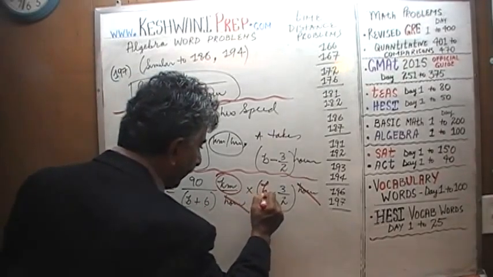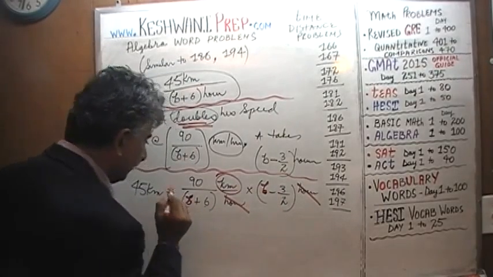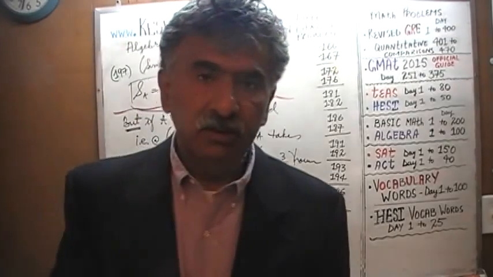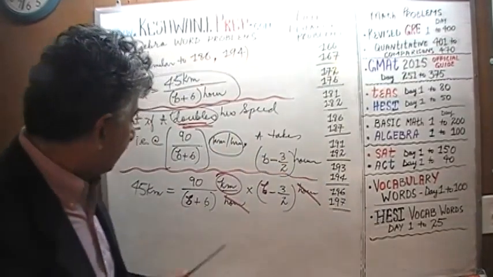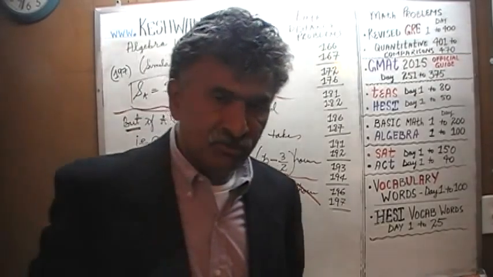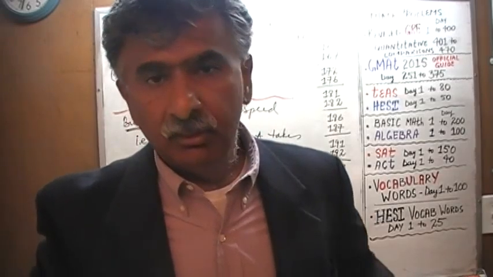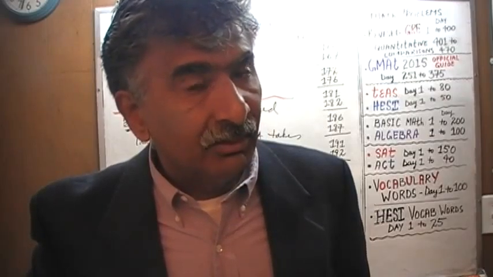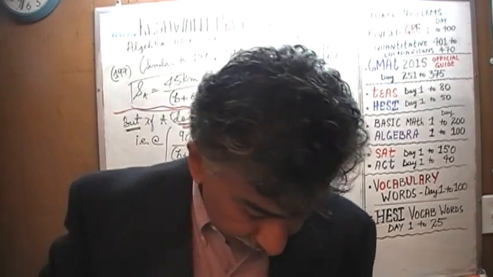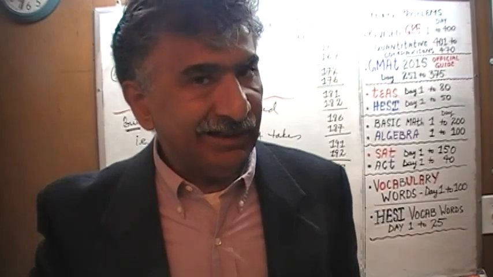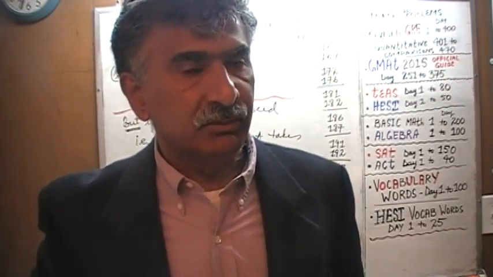This B is the only variable here. Once we have B, which represents the number of hours that Mr. B takes, once we know how long he takes to make the journey, we can figure out Mr. B's speed. And once we know how long B takes, we can figure out how long A takes, because we were told that A takes 6 hours longer. So once we know how long B takes, we can figure out how long A would take to make the same journey. And once we know how many hours A takes, we can figure out Mr. A's speed, and that's all.